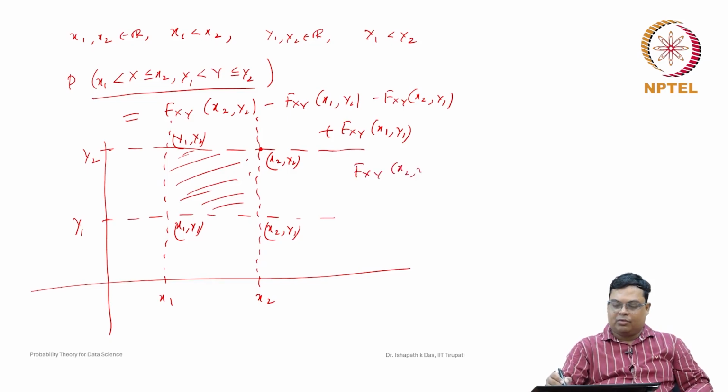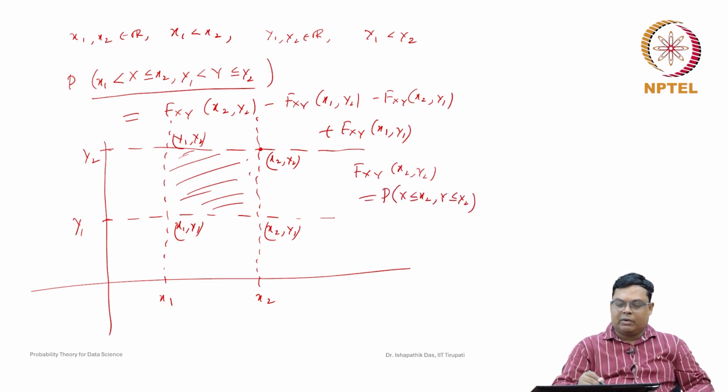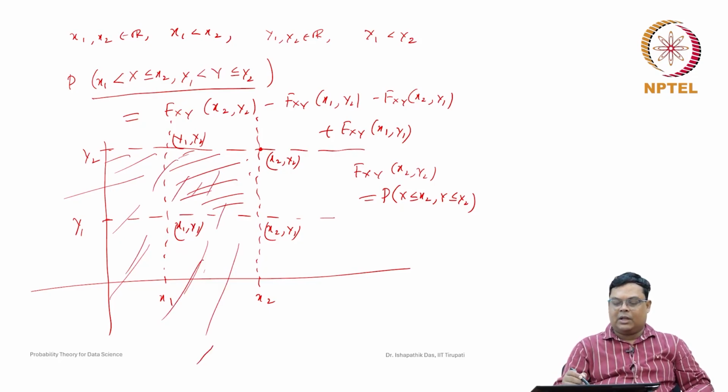F_XY of (x2, y2), by definition, is the probability that X is less than or equal to x2 and Y is less than or equal to y2. This is the probability of the whole region. Now, we do not want the probability of the whole region; some additional region is also considered in this probability, so we are actually subtracting some values. What are those values?